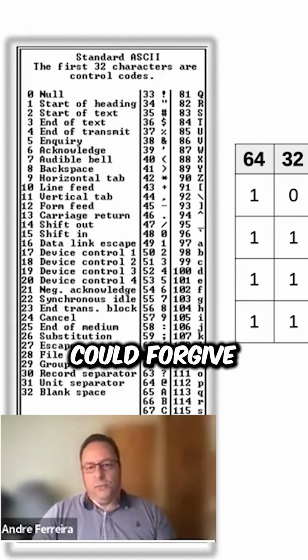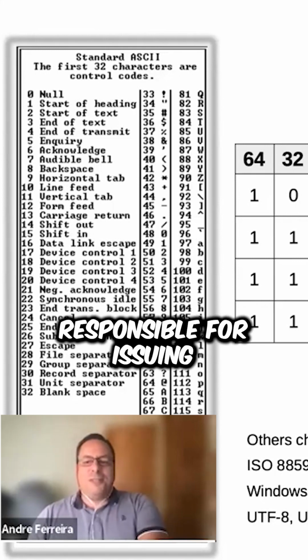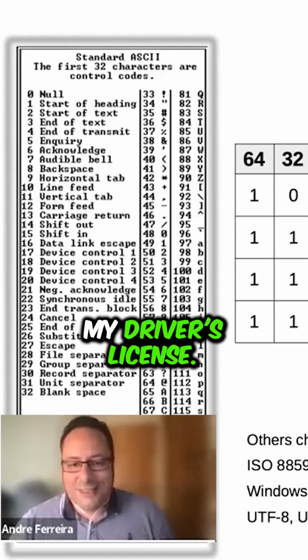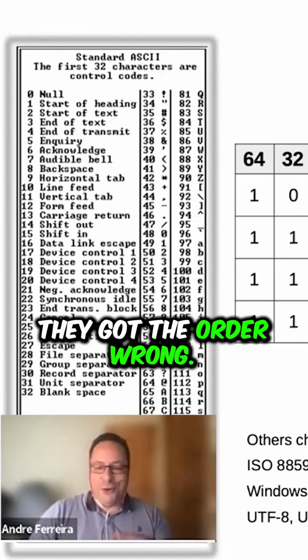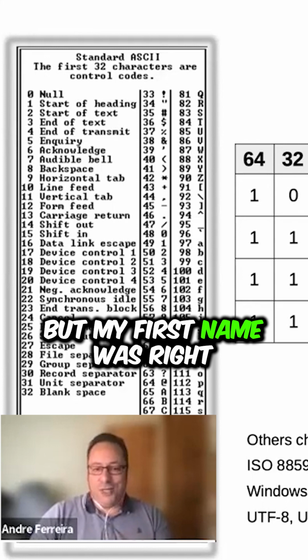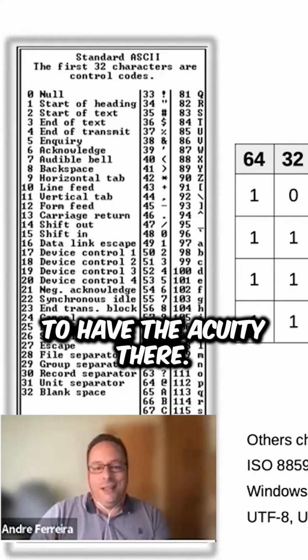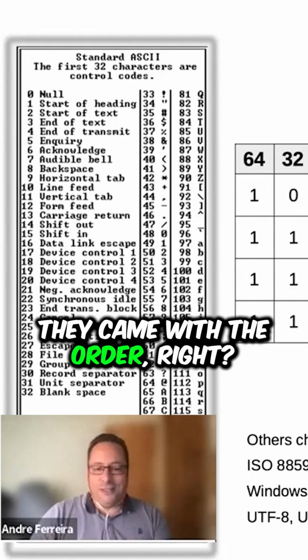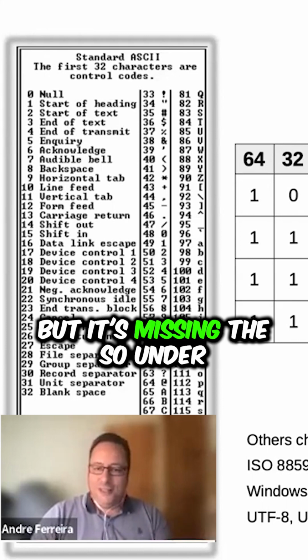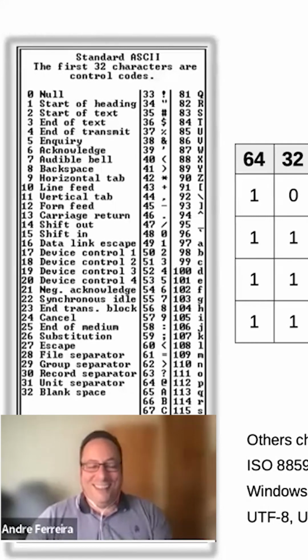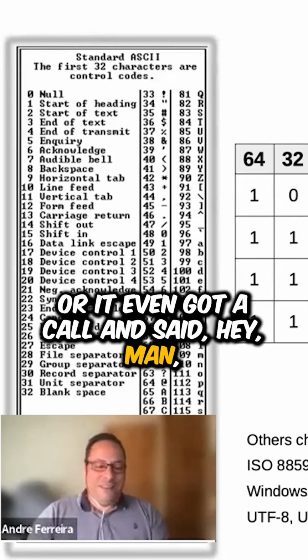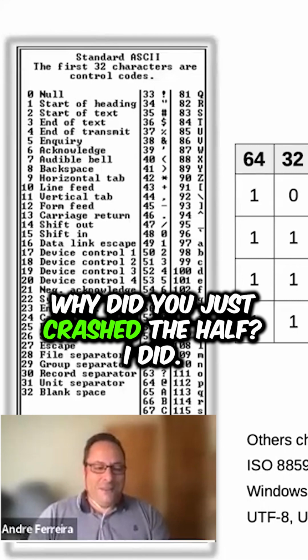And perhaps I could forgive the Spanish department responsible for issuing my driver's license. However, it's the second time that it comes wrong, because the first time they got the surnames order wrong, but my first name was right. They had the acute E there, but this time around they got the order right, but it's missing the E. So, André, at least you didn't get like a SQL error, or a call saying, "Hey, man, why did you just crash half my database?"